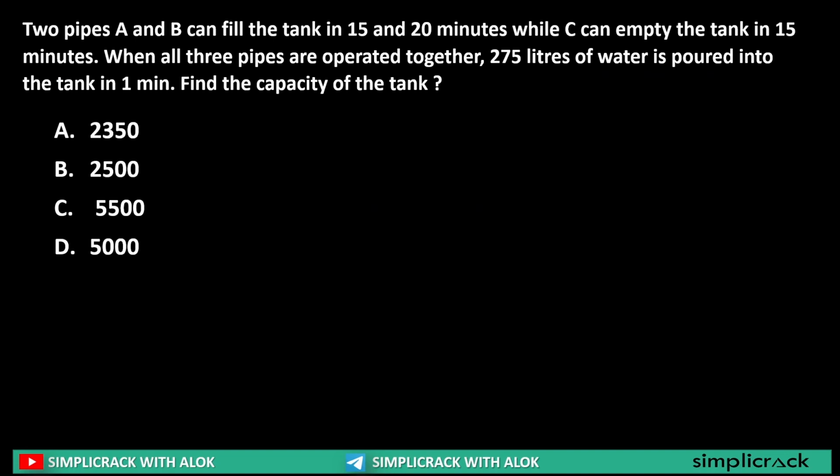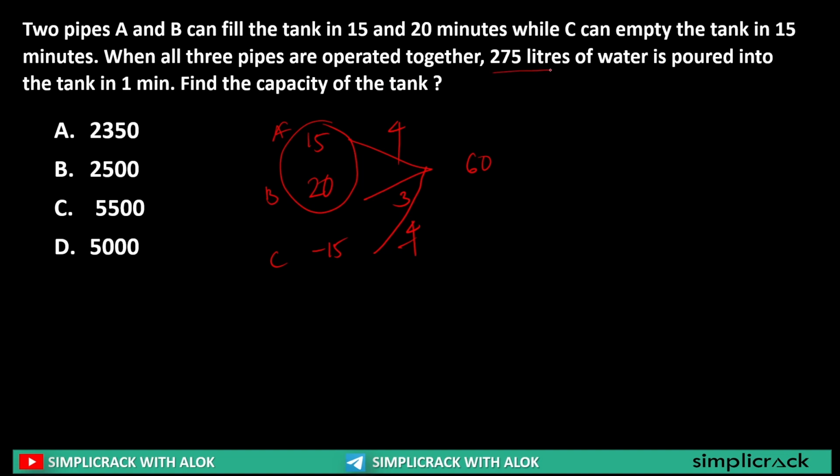Okay, two pipes A and B can fill a tank in 15 and 20 minutes. See, 15, 20. So the whole work will be LCM of 15 and 20, and that is 60. So efficiency of A and B, A is 4, B is 3. Fine. While C can empty the tank in 15 minutes. So its efficiency is 4 as well, minus 4, because it is emptying it out. When all the three pipes are operated together, 275 liters of water is poured into the tank in 1 minute. See, that is the thing you need to understand. In 1 minute, how much water is getting poured?